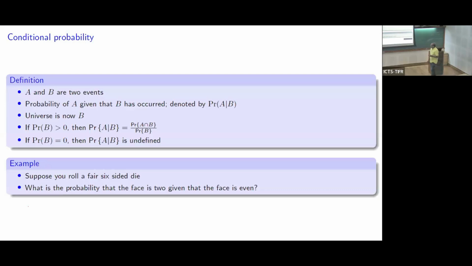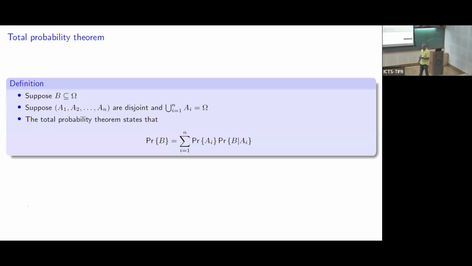So this is conditional probability, and we can use it to derive this formula. If you want to find the probability of some event B, you can find it using a rule like this. If you have a set of disjoint events A1 up to AN, then you can find the probability of B as the summation of probability of Ai times the probability of B given Ai. This is called the total probability rule or total probability theorem.